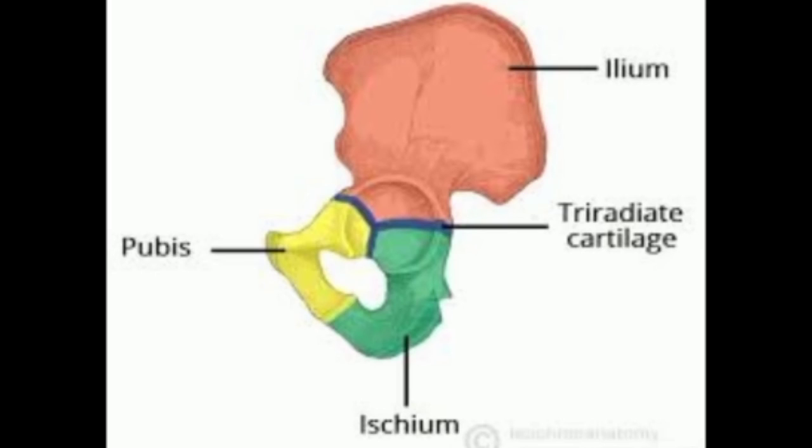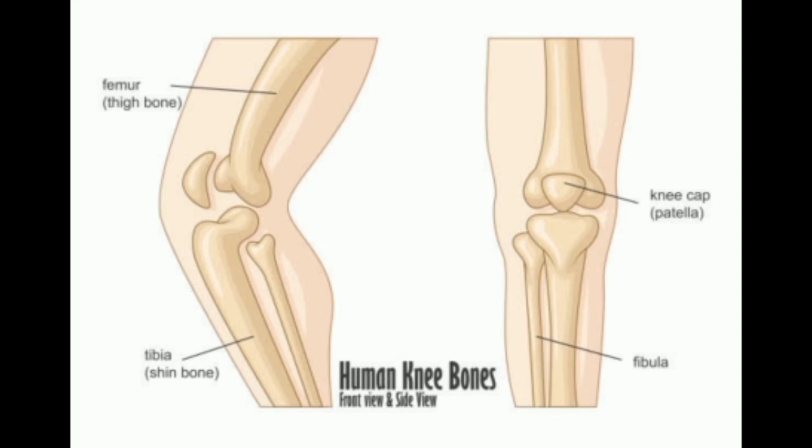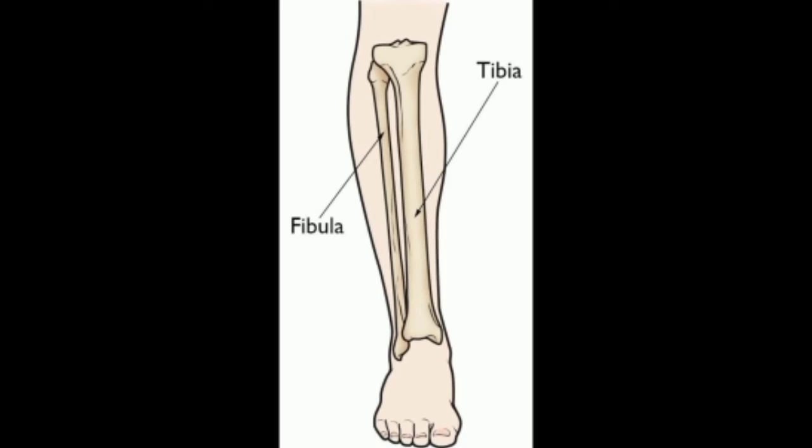Pelvic girdle and lower limbs. The pelvic girdle has 3 units of bones. Number 1 ilium, number 2 ischium, number 3 pubis, which are collectively called coxa. So the lower limbs, hind limbs, consist of number 1 femur, which is the strongest bone of the body. Number 2 patella, the kneecap. Number 3 tibia, which is also called shin bone and the longest bone of the body.